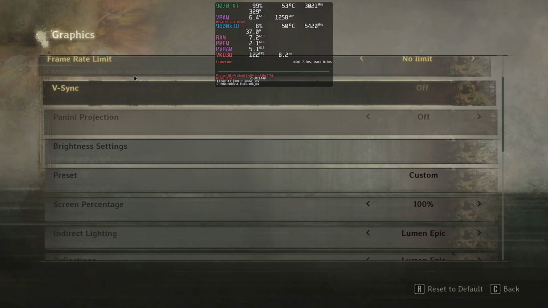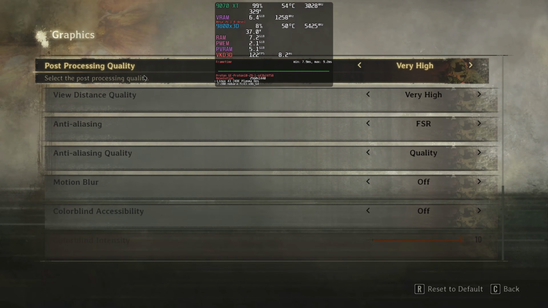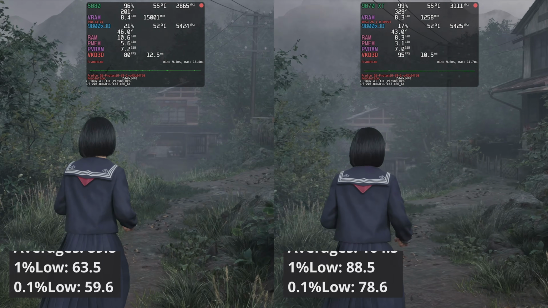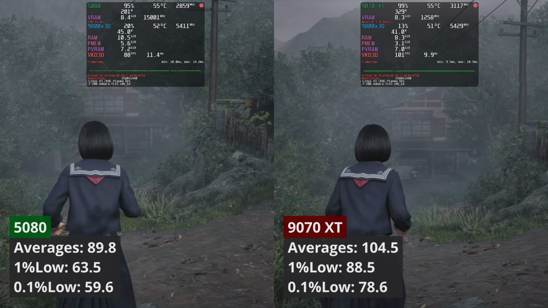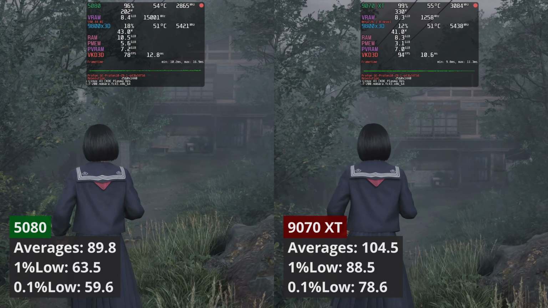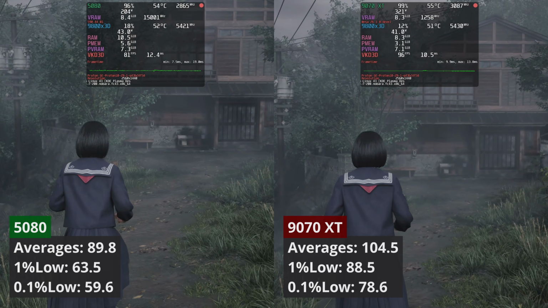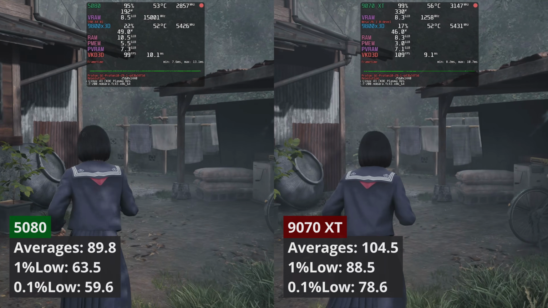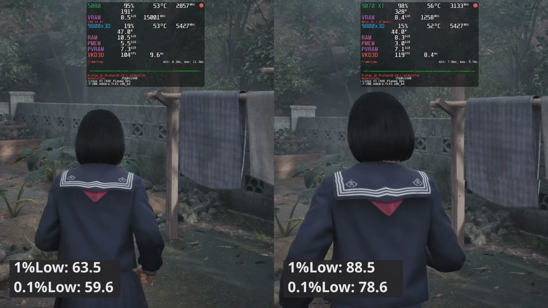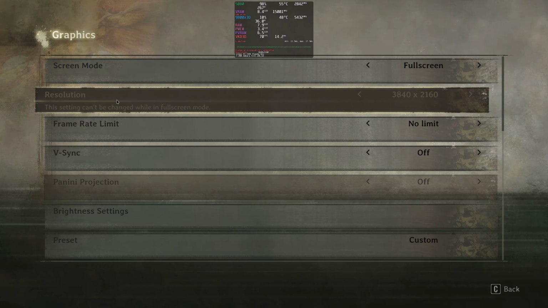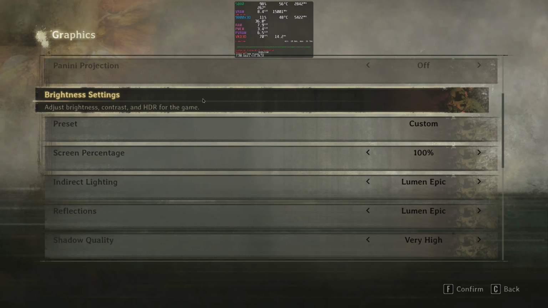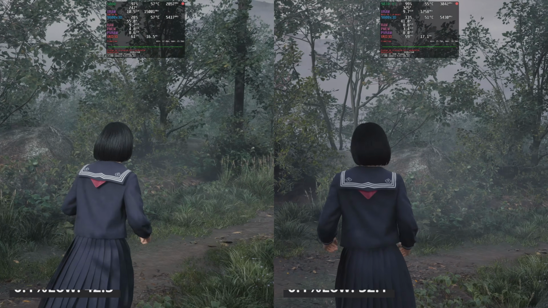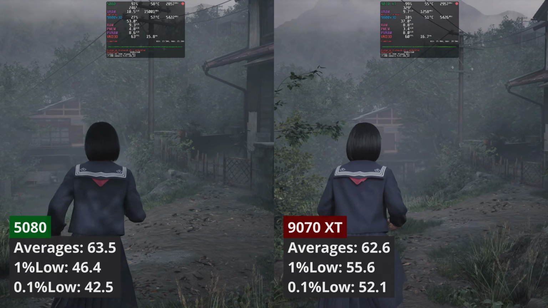Another Unreal Engine game is Silent Hill F, and at 1440p using upscaling, we can see that the 9070 XT is ahead by 16% when it comes to the averages, and close to 40% when we consider the 1% low values. When we move to 4K, again with upscaling, both GPUs deliver the same averages, but the 1% low values are better on the 9070 XT.